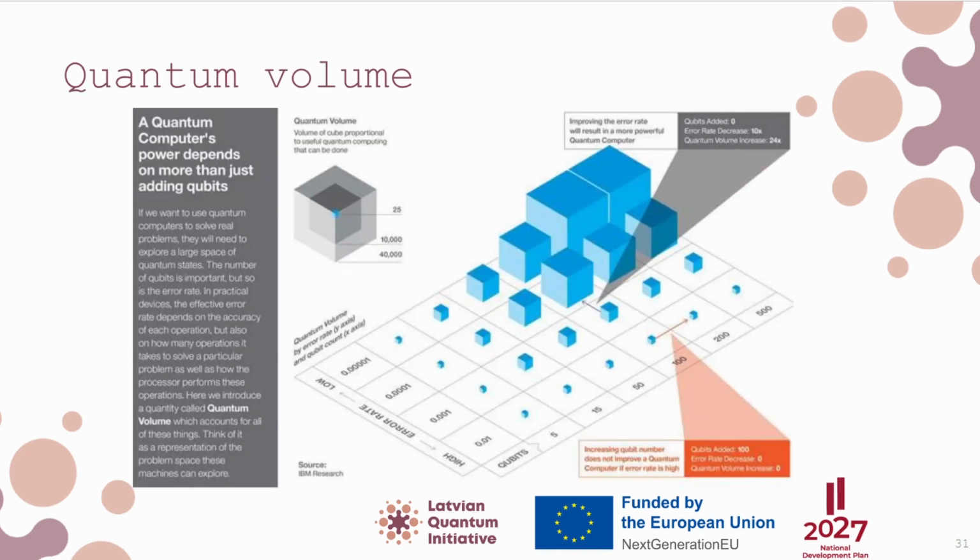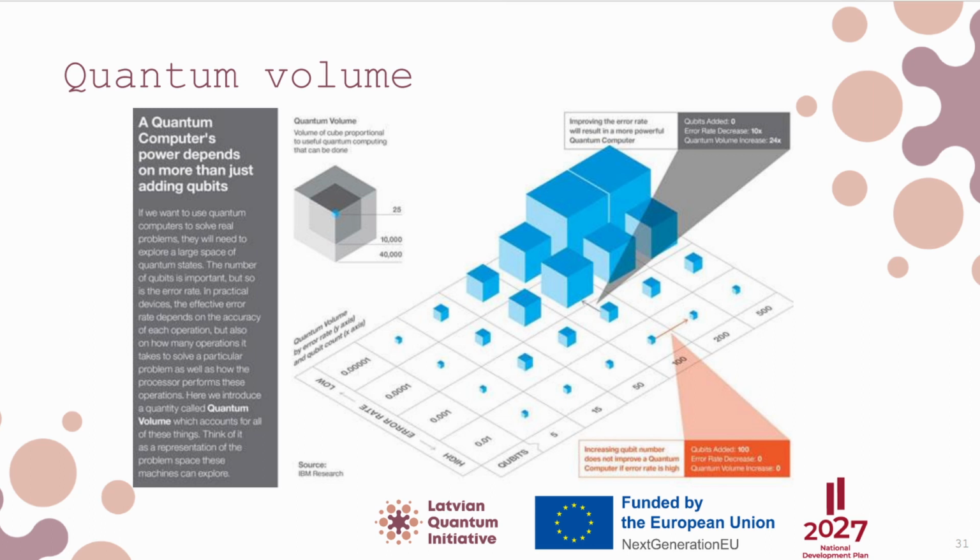So the more qubits you have, the more stable they are, the larger computation you can perform. How do we measure the efficiency of a quantum computer? One of the ways is to introduce some metric. It could be quantum volume, for example, which takes into account how many qubits you have and how stable they are, therefore meaning how large is the task that you can perform.